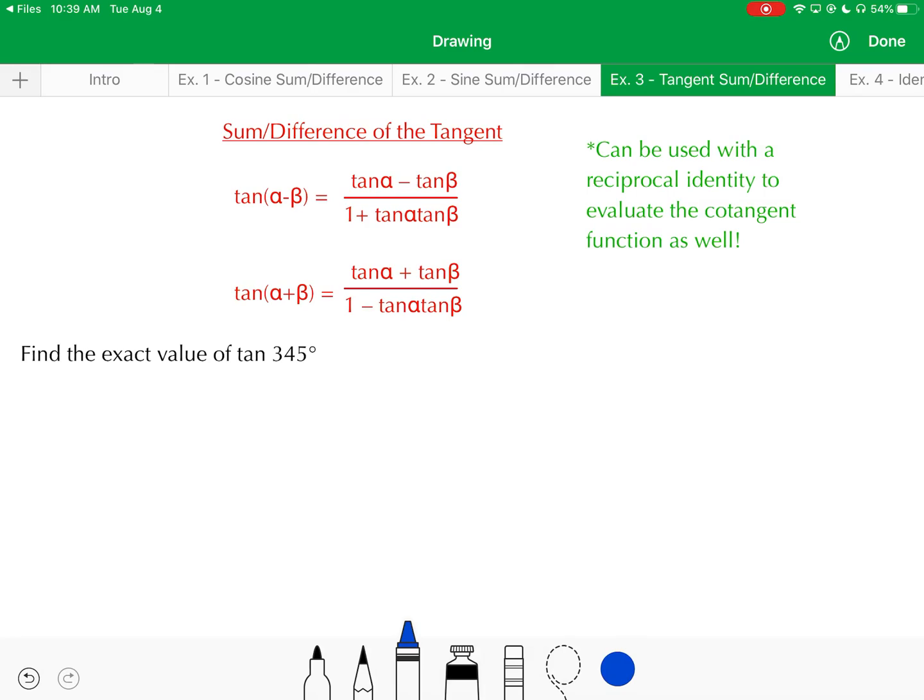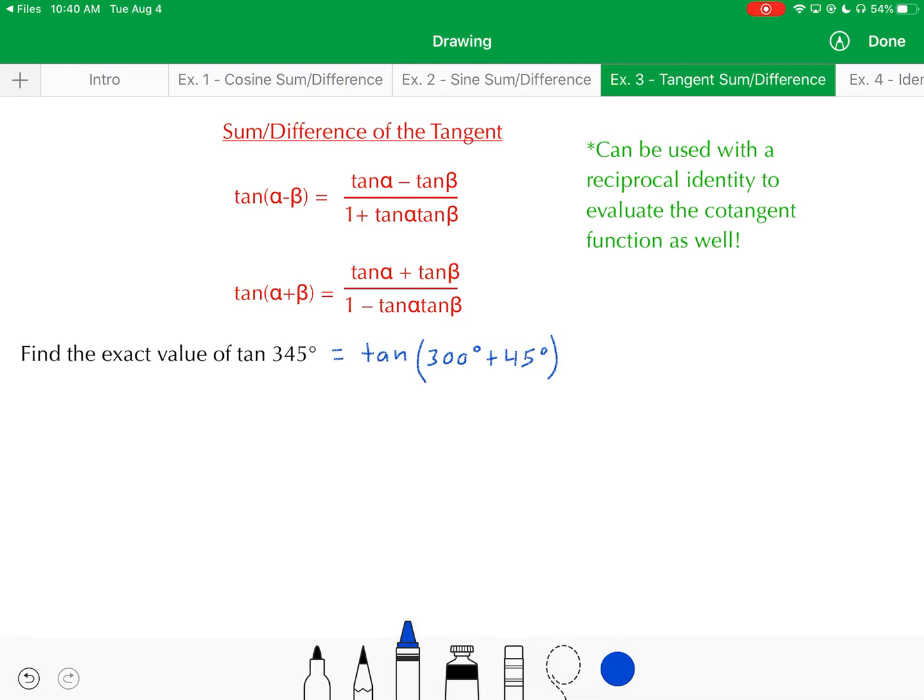These are a little bit different than they were for cosine and sine. Notice they involve some fractions this time. So let's find an exact value for the tangent of 345 degrees using one of these formulas. Once again, there are multiple ways you could break up 345 degrees. I think an obvious one would be thinking of it as 300 degrees added with 45 degrees.